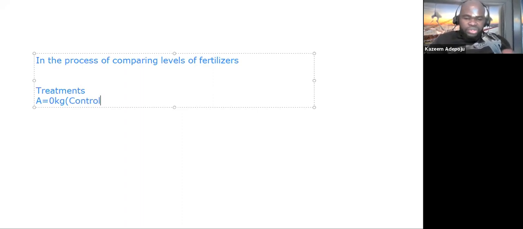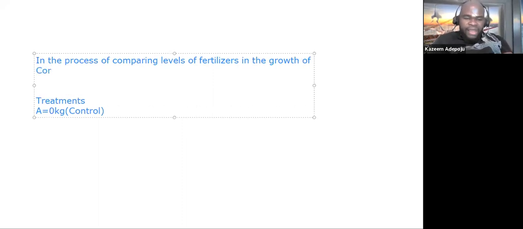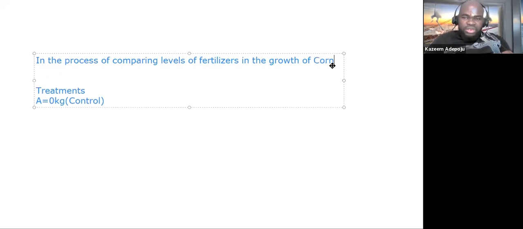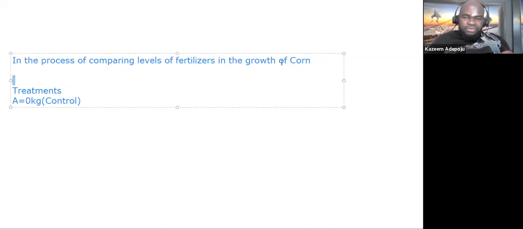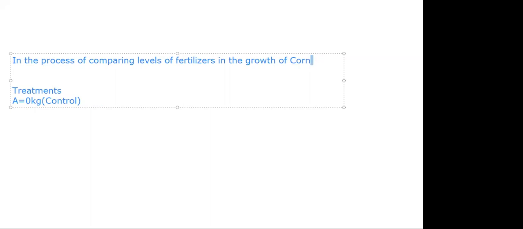Now, in the process of comparing levels of fertilizer in the growth of corn, have you guys heard about corn, right? I think you guys know corn. Some countries call it maize. Yeah. Okay, I just want to be sure. They also call it maize.